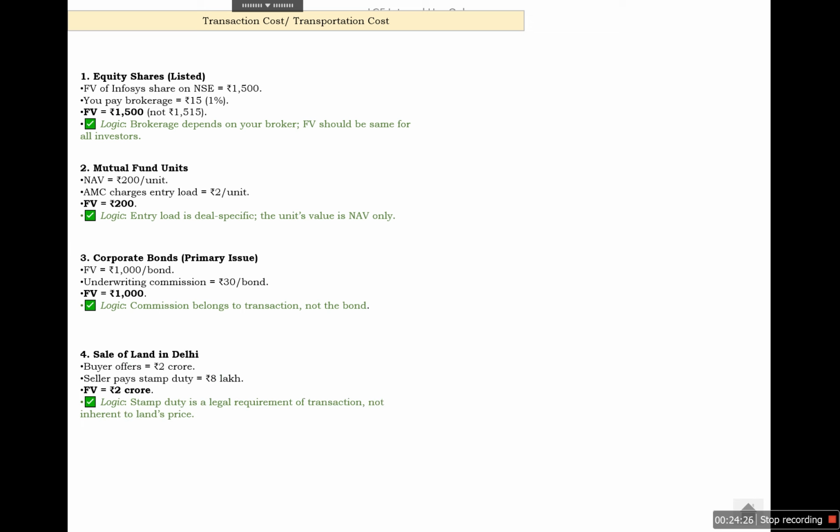Similarly, there is a land in Delhi, the buyer offered 2 crores and apart from it the seller pays stamp duty of 8 lakhs. So we will consider fair value as 2 crore because stamp duty is a legal requirement of the transaction, not inherent to the land price, and it will not impact the pricing of the land.